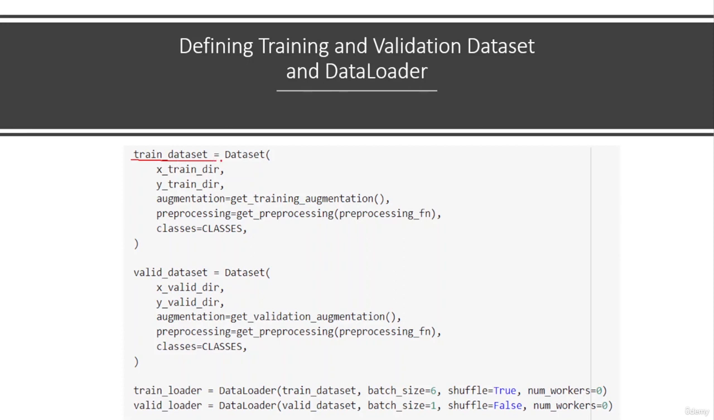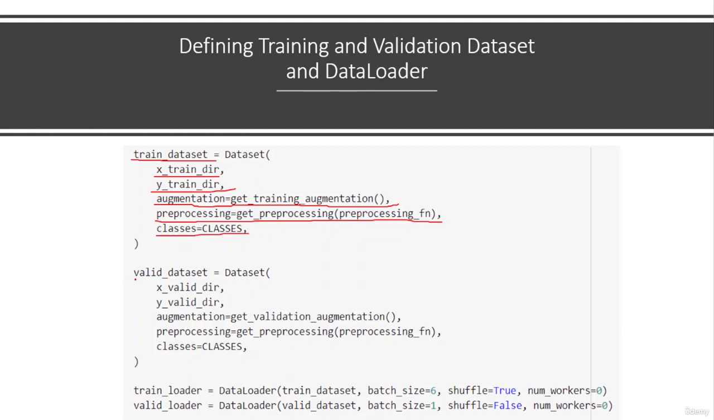Here you can see the training dataset is equal to dataset, and we have passed the original training images and corresponding training masks. You can also see we will apply the training augmentation to the training data, and also the pre-processing function. Previously we have seen this pre-processing function is used while training the pre-trained encoder, so we will apply the same normalization as applied to the encoder. And also we have passed the classes of the dataset.